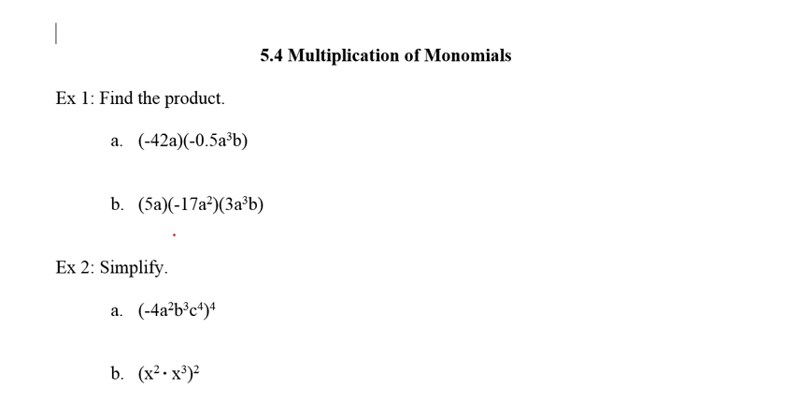When we are multiplying, you just put like terms together. So we're going to do negative 42 times negative 0.5. Negative times a negative is a positive. Half of 42 is 21.